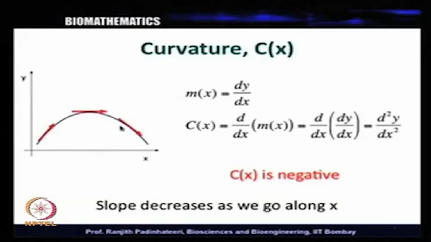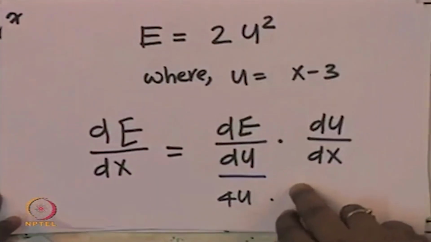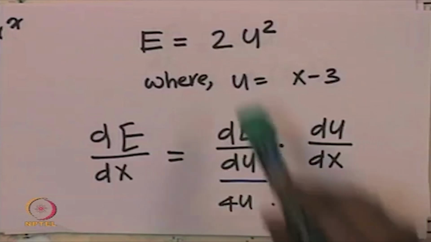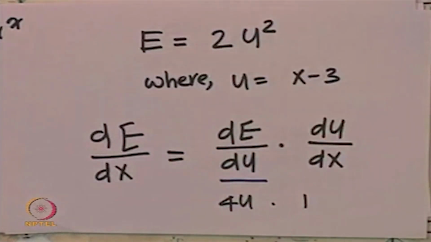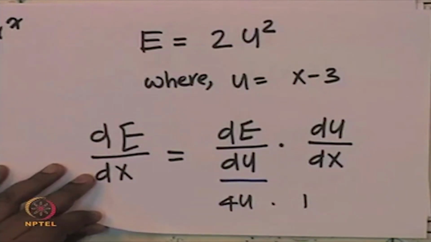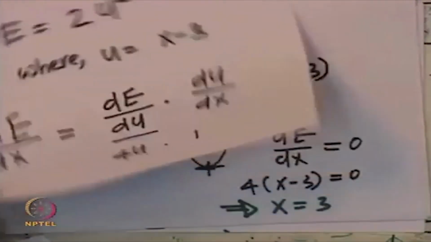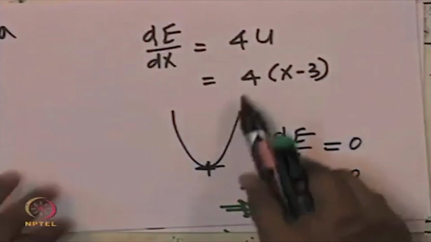Now let us quickly do this. Let us have a look at the function we learned once more. The energy is 2 u square, where u is x minus 3. So, 2 into x minus 3 whole square was the function we took, and we found the first derivative, which was 4 u, or 4 into x minus 3.